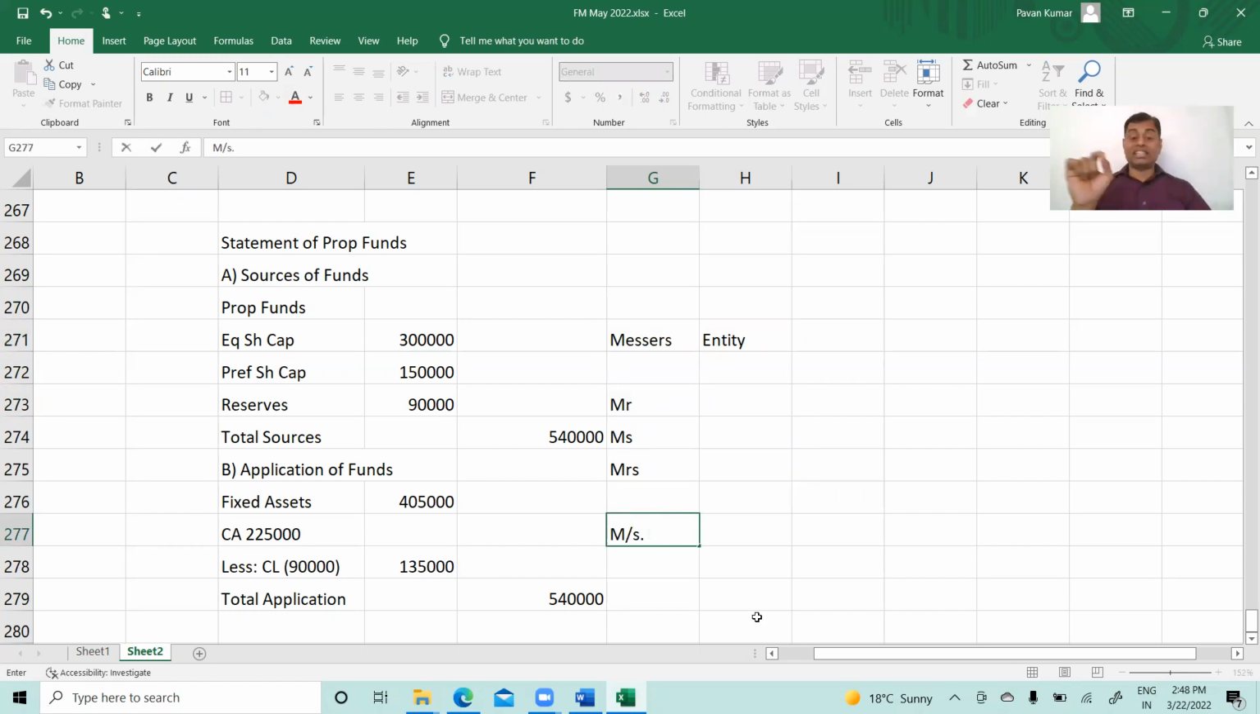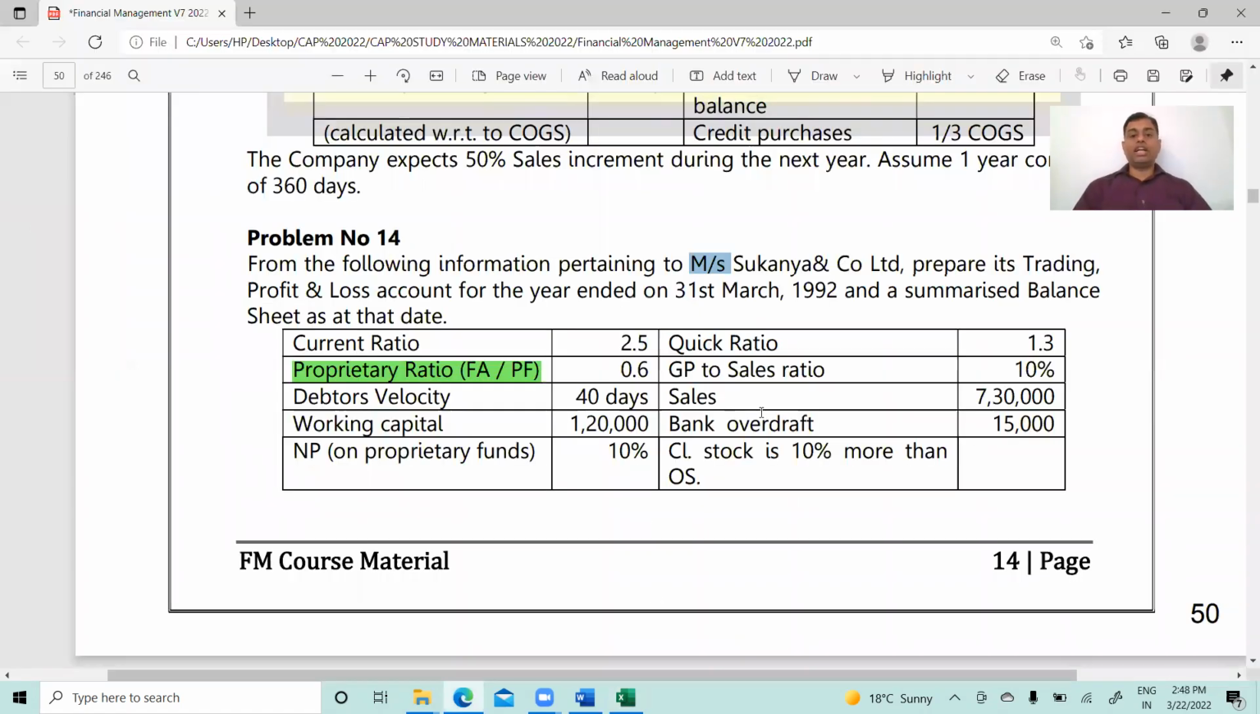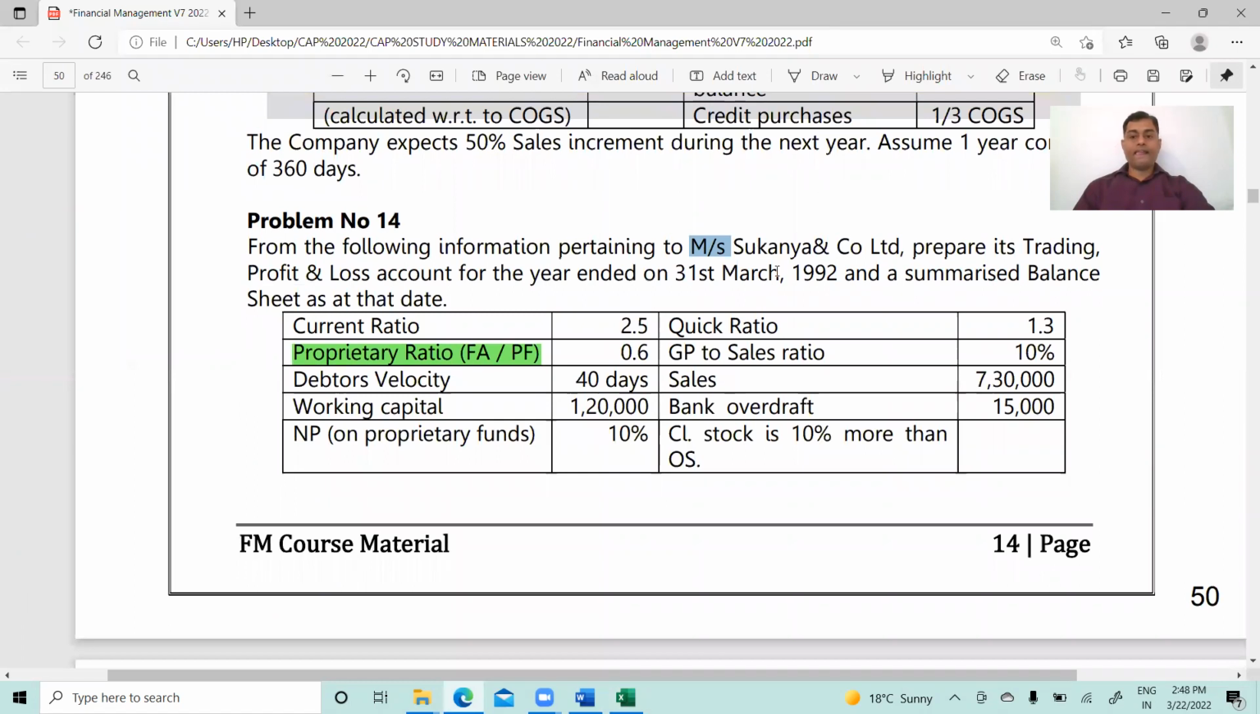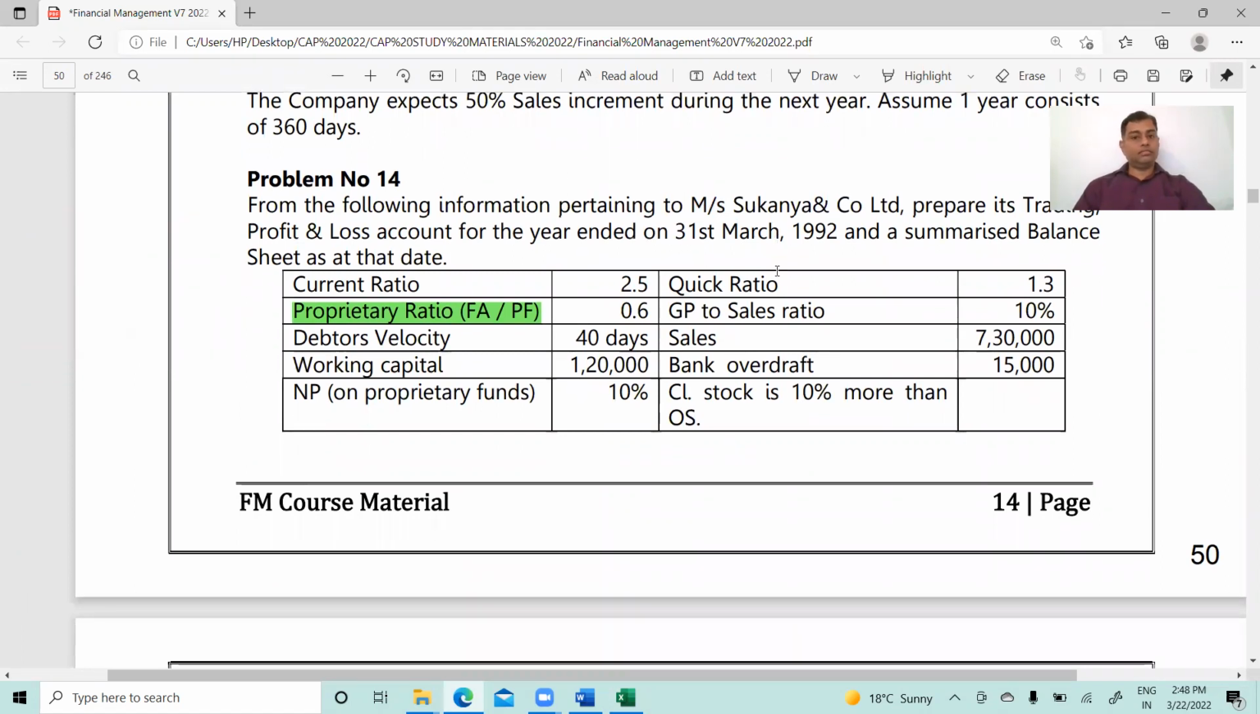So this M slash S is Messrs, referring to an entity. Okay, sir. Continue. From the following information pertaining to Messrs. Suhanya and Co. Limited, prepare its trading profit and loss account for the year ended on 31st March 1992 and a summarized balance sheet as at that date.